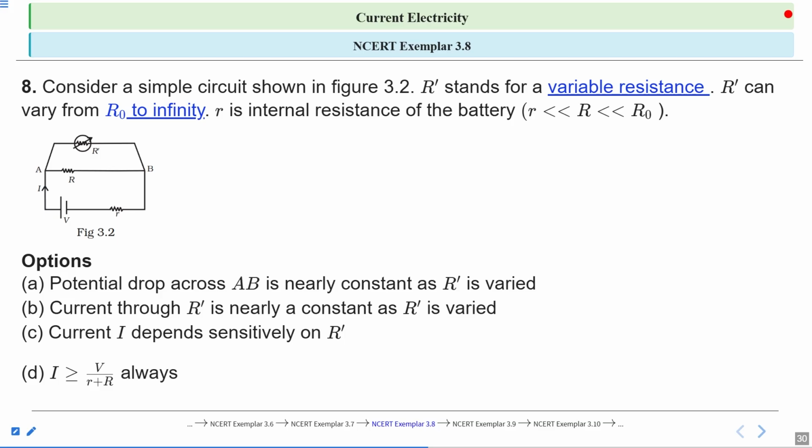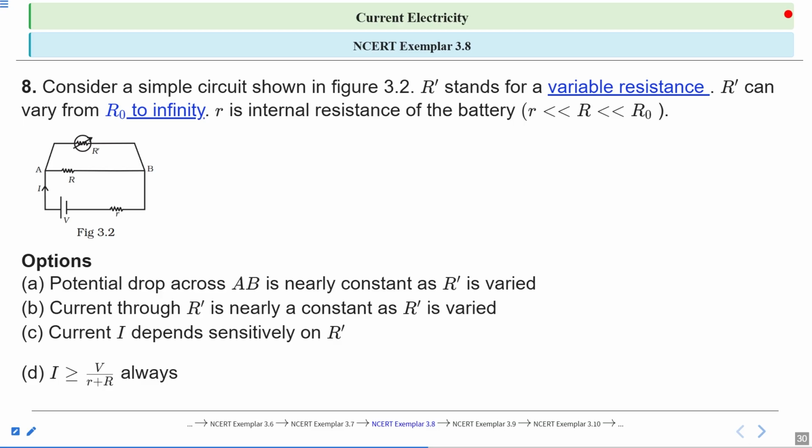There are two resistances connected between A and B. One is R, which is fixed. One is R dash, which is variable. And there is small r in figure 3.2. You can see small r is the internal resistance of the battery having potential difference V, and current I is flowing through the circuit. So R dash is varying from R naught to infinity. And capital R, that fixed resistance, its value is much less than R naught, the reference resistance we have taken.